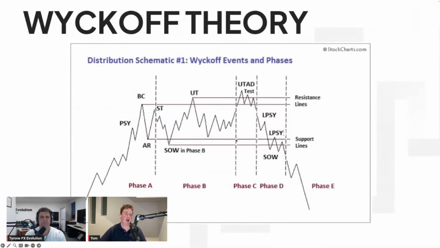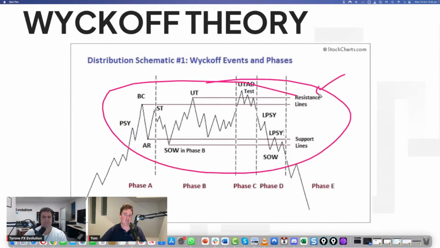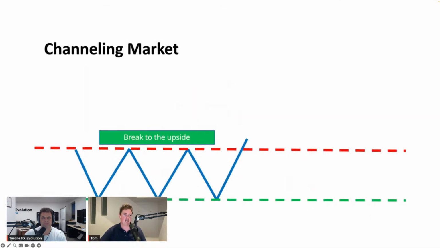So if we think about Wyckoff's theory, really, Wyckoff was contemplating that markets build a position over time. This is a way that they build positions, and they cause what we call accumulation zones or distribution zones. Now, these accumulation and distribution zones end up forming what we call the channeling market.